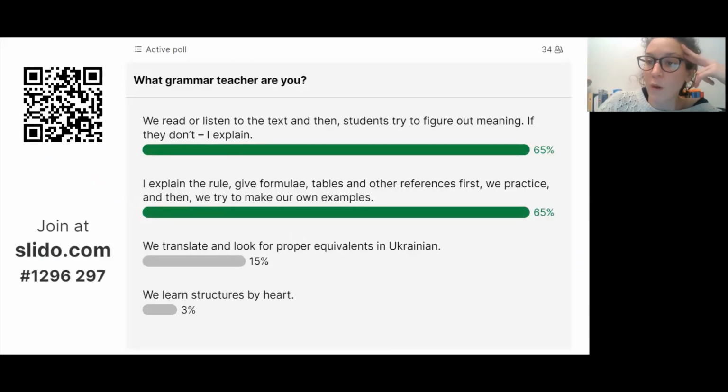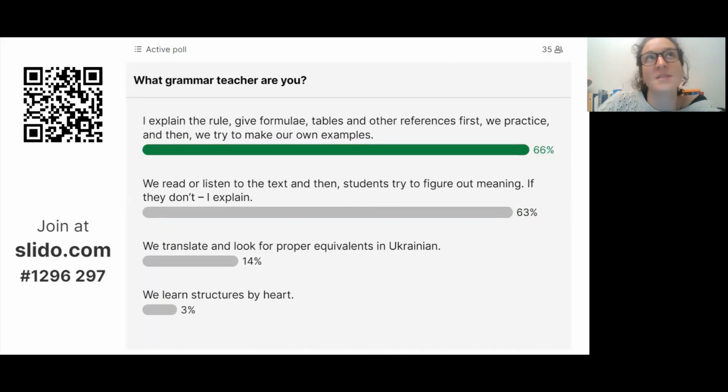Translation and looking for equivalents in Ukrainian is a great idea if you are a linguist or a philologist, if you are interested in extra work, because translation and finding equivalents is extra work. It might be interesting, but it doesn't help you teach English to the students. It complicates things, but it might be really helpful for students to understand generally how language works.